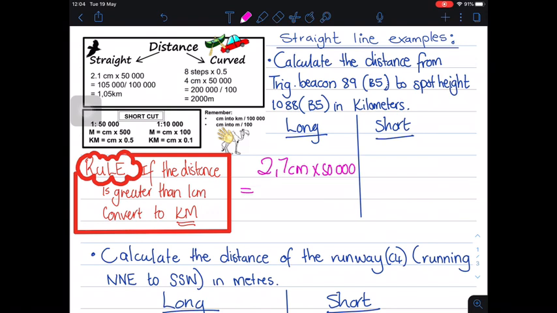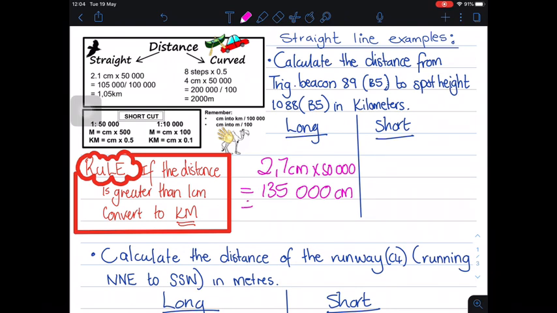And 2.7 times 50,000, and I always use a calculator to make sure that I don't make silly mistakes, is 135,000 centimeters. Now that is the answer. However, you would never explain a distance to someone by saying, I'm 135,000 centimeters away from you. And so it's important to convert this distance into a more useful unit.